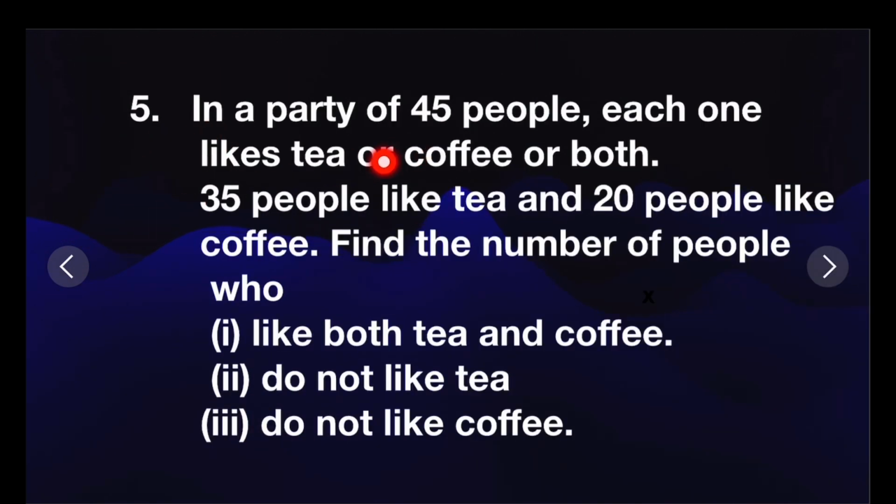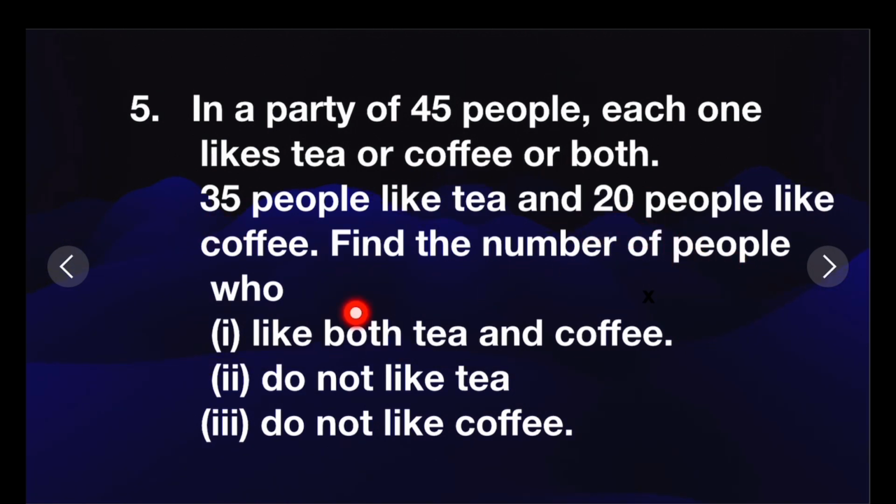Question 5. So here there are people who like tea or coffee. So the first set is people who like tea, capital T, and capital C, those who like coffee. So there are 45 people. So n(T union C) is 45. Then n(T) is 35. n(C) is 20.